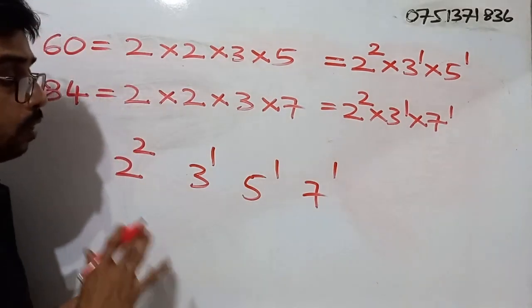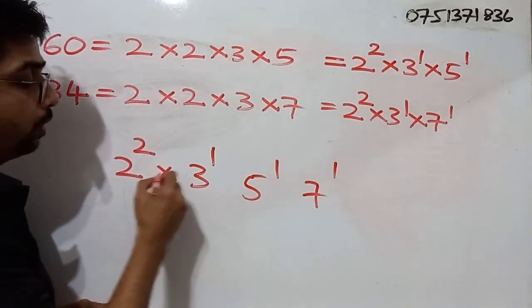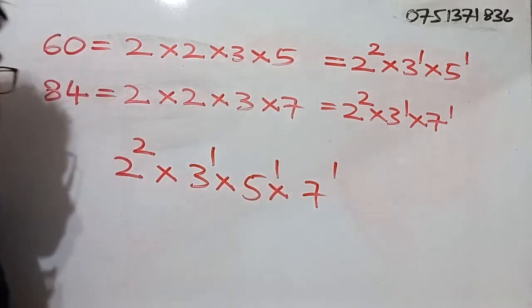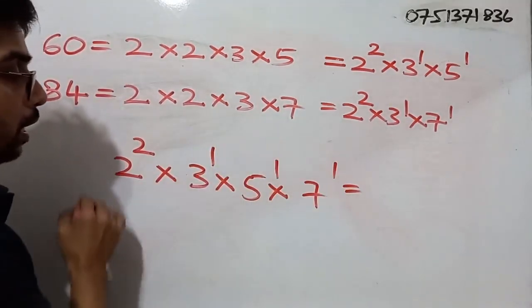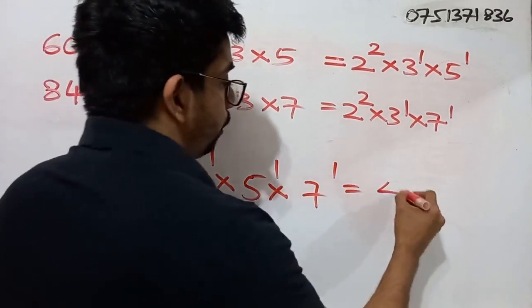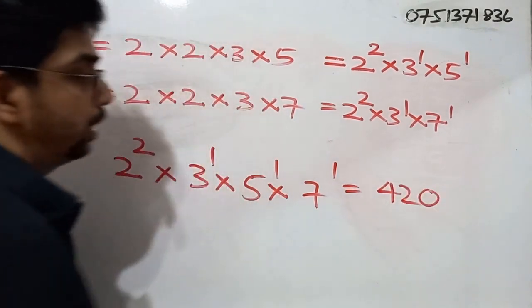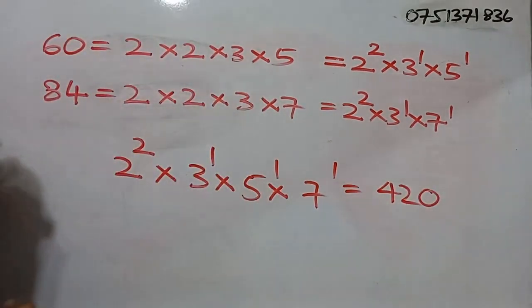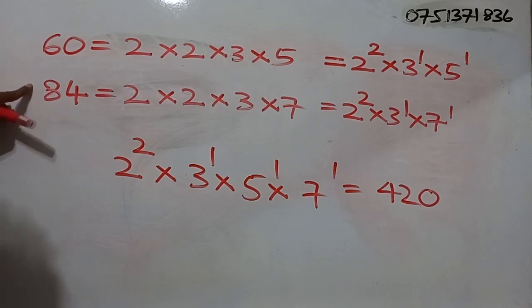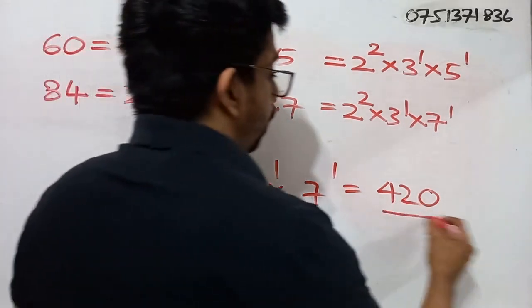Now we are not done. What do we have to do? We have to take the product. So when we take the product of this expression, what will it be? 420. So that means when we consider 60 and 84, right? What is the LCM? 420.